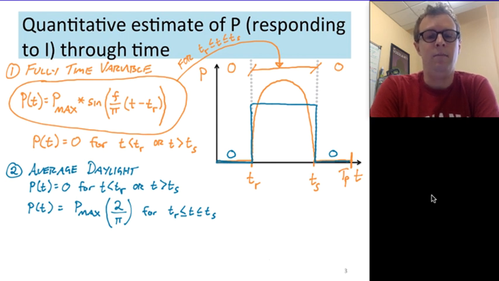Again, if you're not between rise and set, you're using a value of 0. And if you are between sunrise and sunset, you're calculating photosynthesis as a constant rate, that P max multiplied by 2 times pi.